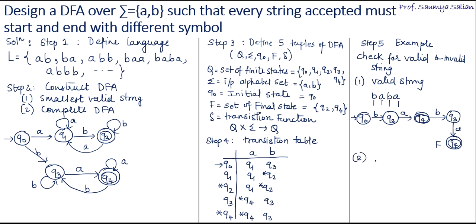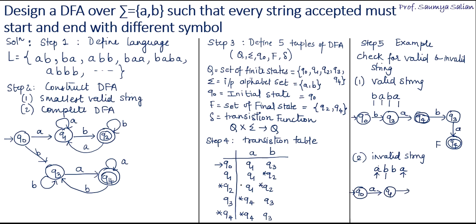Now let's check whether it rejects an invalid string. So let me take an example over here as ABBA, wherein I am starting with an A and also ending with an A, which is not allowed. Our machine should reject this string. That is, at the end I should be present in a non-final state. So let's start. Q0 on input A goes to state Q1.